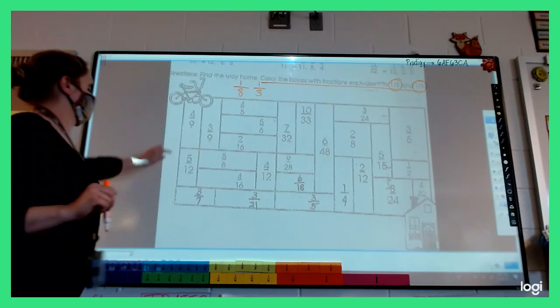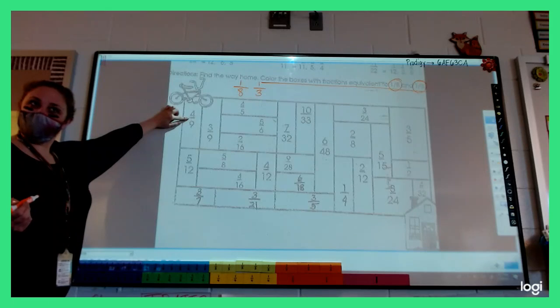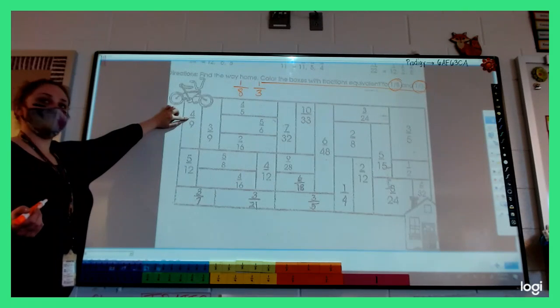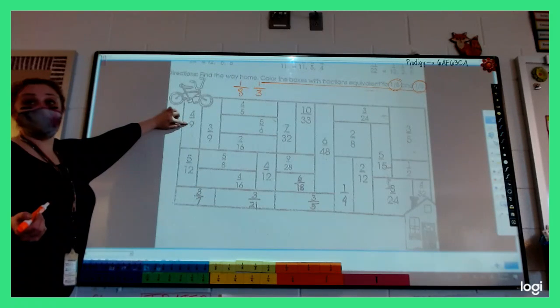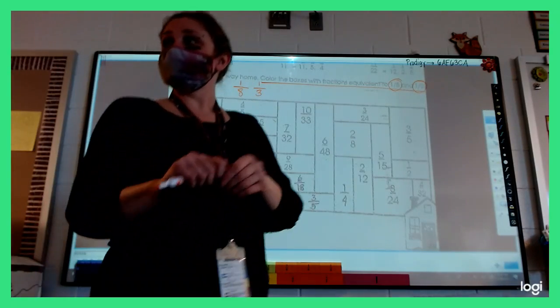So let's just start with 4/9. Can we simplify 4/9? Abby, why not? Because 3 doesn't go into 4. And 9 is odd. We can't divide it by 2, right? Okay. So that one, we're not going to color it in.